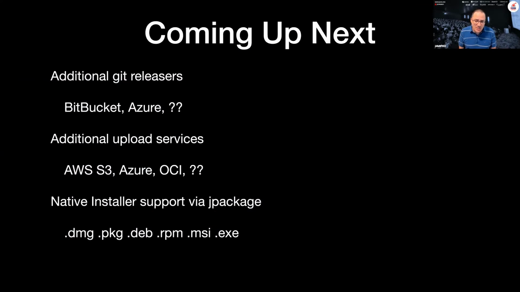Additional upload services such as, let's say, Amazon S3 buckets, because why not, besides JFrog Artifactory or HTTP. Or again, it could be Azure, it could be Oracle Cloud Infrastructure, it could be any cloud provider. And even though right now you can publish binaries created with JPackage, one thing that we are looking into is a way to invoke JPackage from within JReleaser in order to reuse the model that you already have in your project.